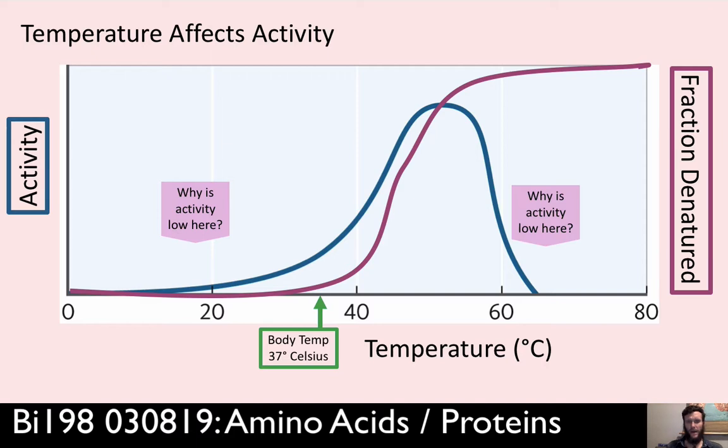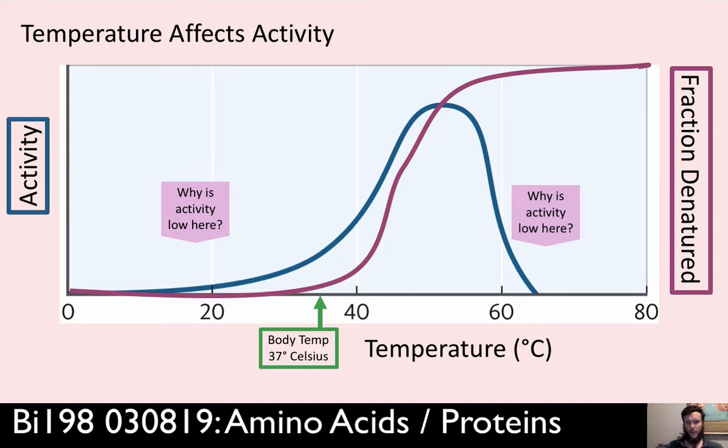So as temperature increases, the activity of a protein goes up. The temperature is along the x-axis here, and activity is along the y-axis. If we look at the blue line, that's activity. As you raise the temperature, activity goes up, hits a peak, and then drops off quickly.